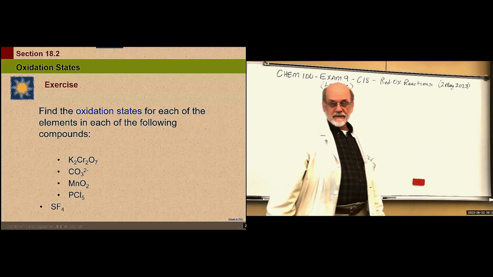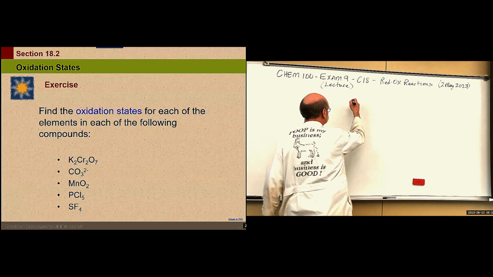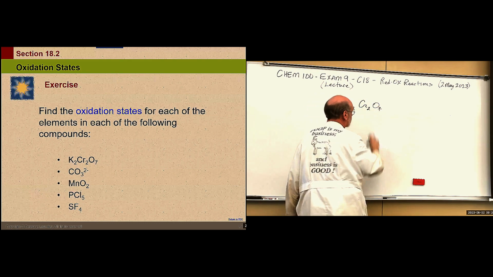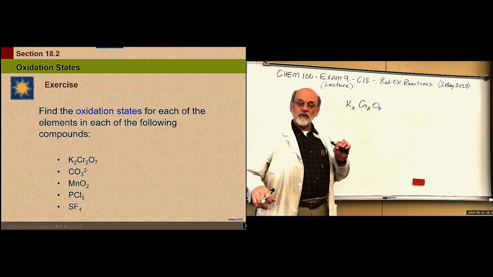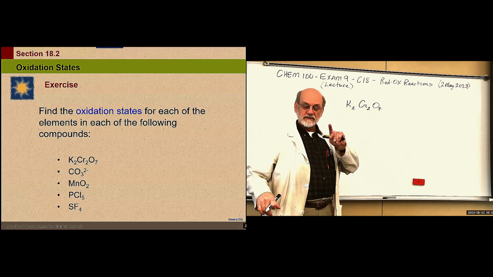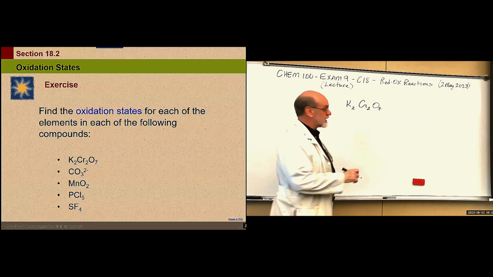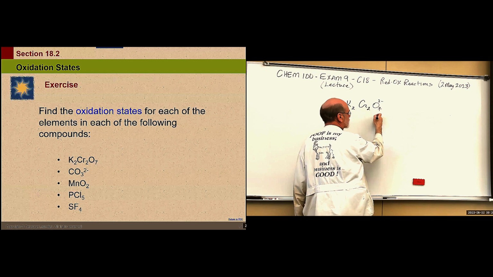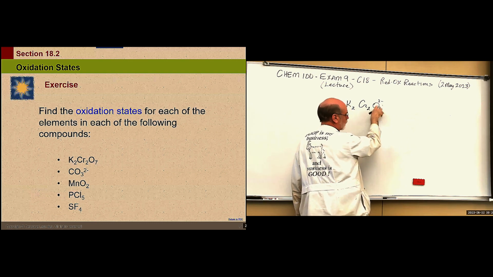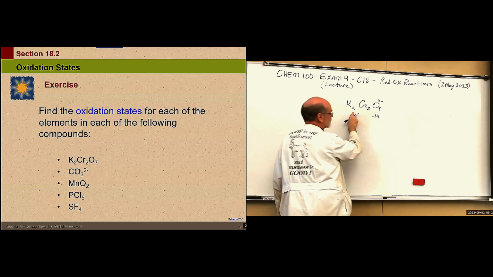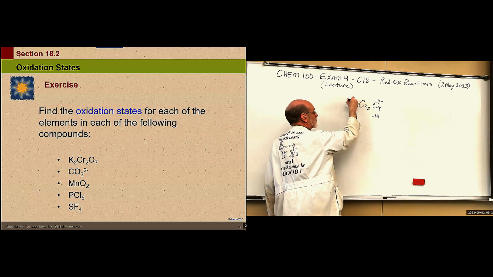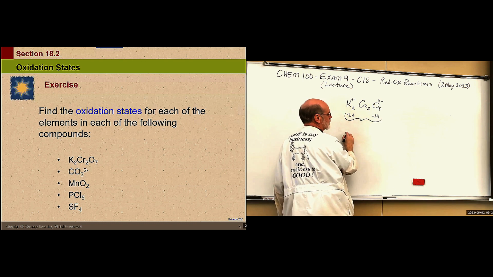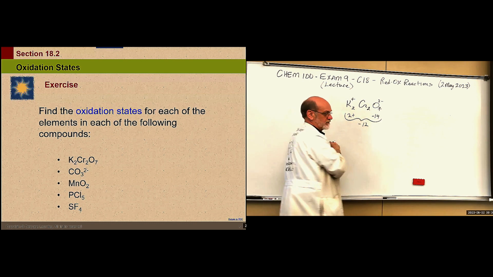Let's see, potassium dichromate. All right, so let's go for the ones that we have assumed and fixed as a certain oxidation state, right? Oxygen is 2 minus. That means 7 times 2 minus is minus 14. Potassium is an alkaline metal, so it's a 1 plus. That means it's 2 plus. And if we combine those two, we get a minus 12.